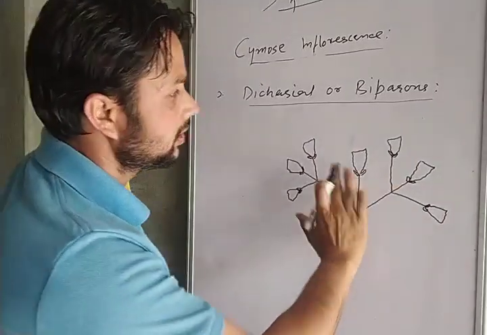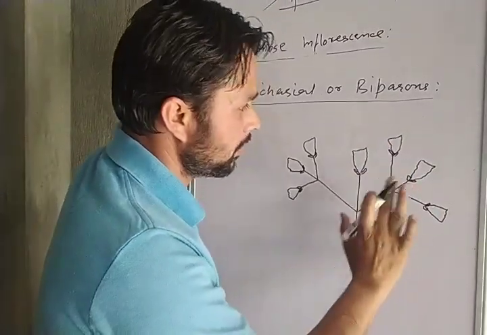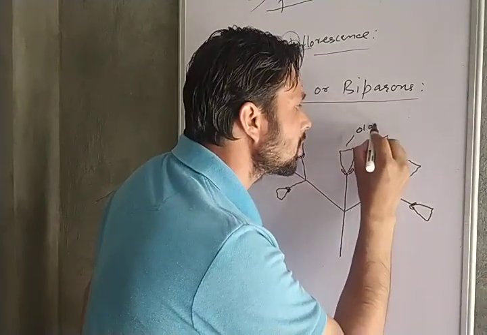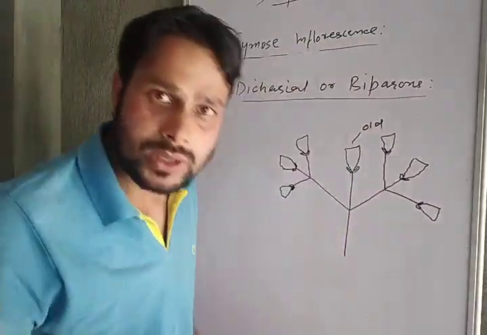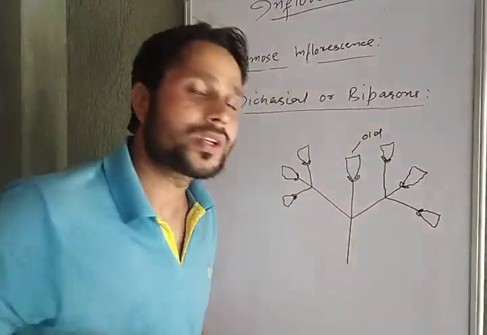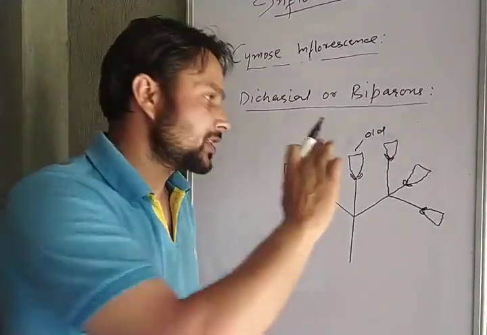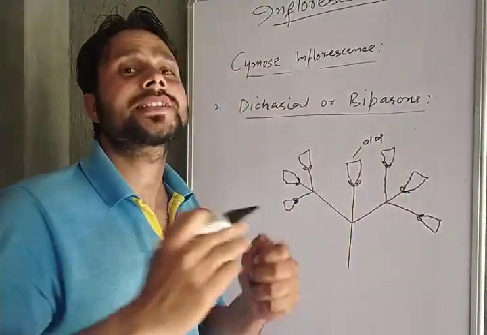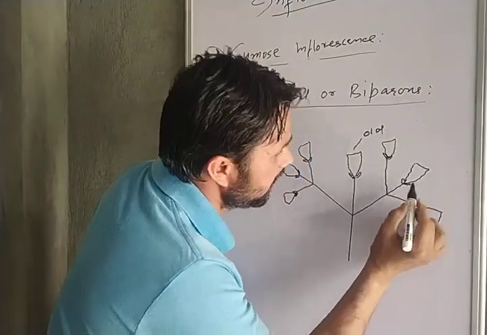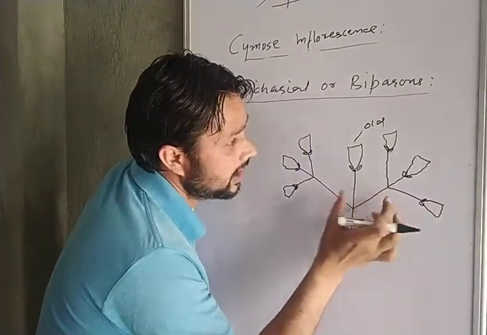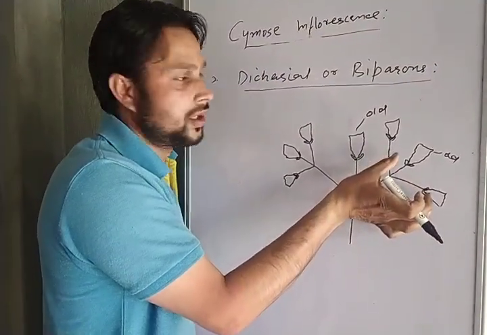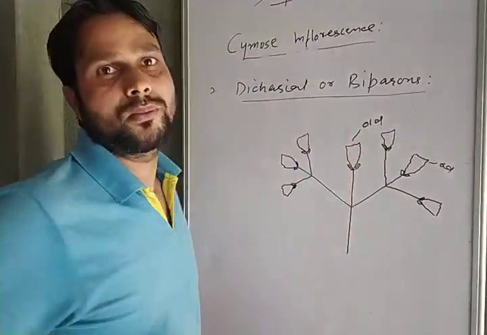Now, if you see, this is the dichasial type of inflorescence, and this remains the old flower. Okay, because in cymose inflorescence, I have forgotten to mention, the arrangement of flowers is basipetal, that means centrifugal. Okay, this is old, and these are young. Again, this becomes old, and these become young. This is the dichasial type of inflorescence.